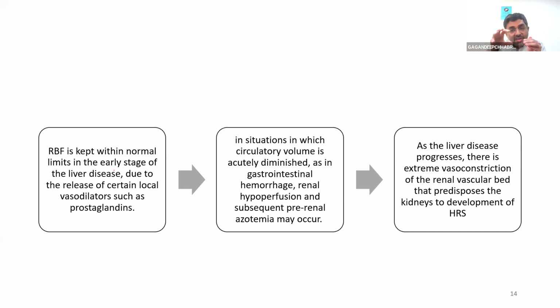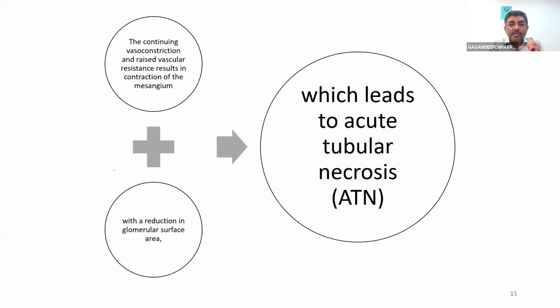Then there may be a progression of the liver disease, leading to extreme vasoconstriction of the vascular bed due to the compensatory mechanisms, which predisposes the kidney to the development of a more complex hepatorenal syndrome rather than just a prerenal involvement. The continuing vasoconstriction and renal vascular resistance result in contraction of the mesangium. The mesangium is part of the kidney, and with reduction in the glomerular surface area, these two phenomena combined lead to acute tubular necrosis.